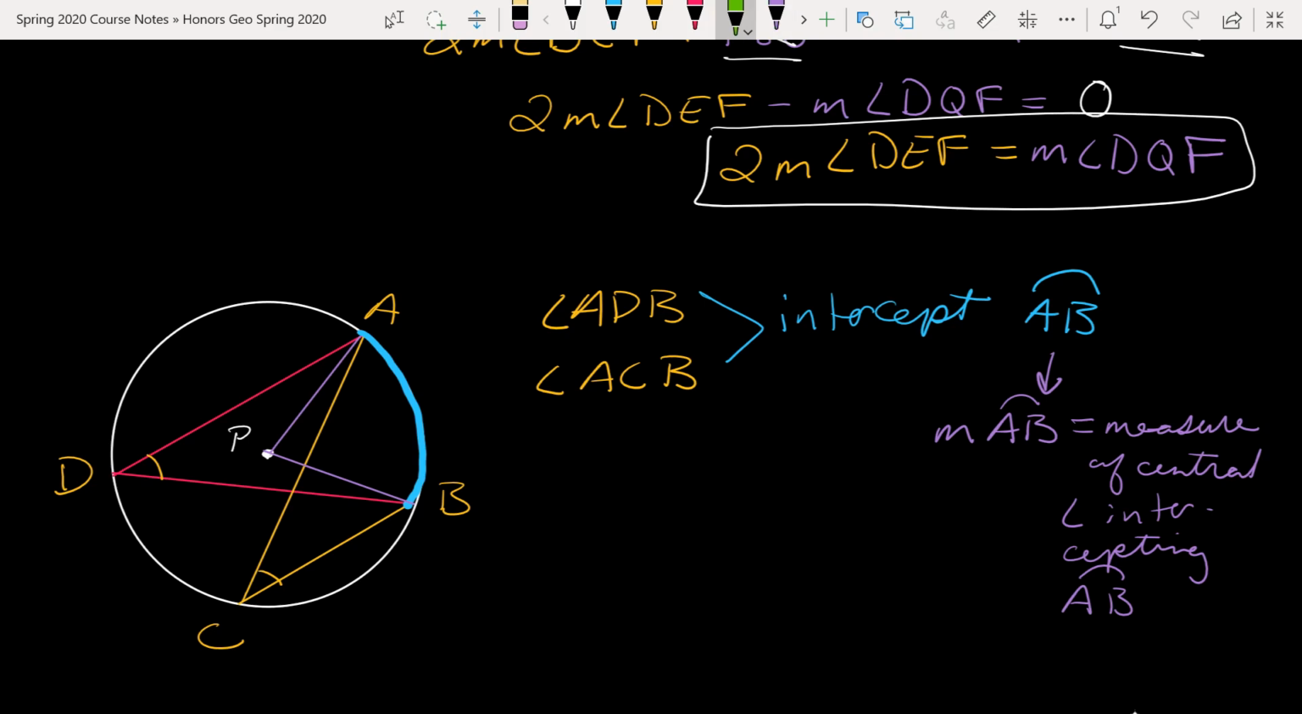So for instance, if the measure of angle ADB is 35 degrees, we know that the measure of the central angle APB has to be twice that, 70 degrees. And if the measure of angle APB is 70 degrees, then the measure of inscribed angle ACB has to be half that, in which case both inscribed angles measure 35 degrees.